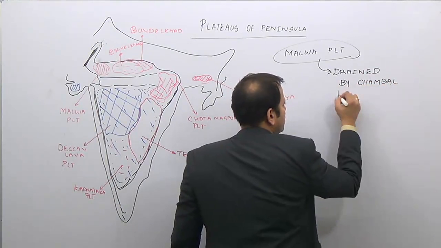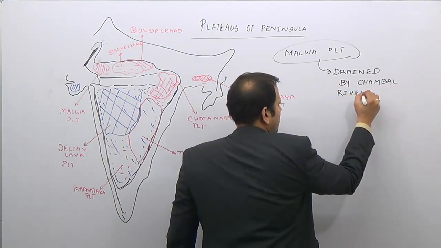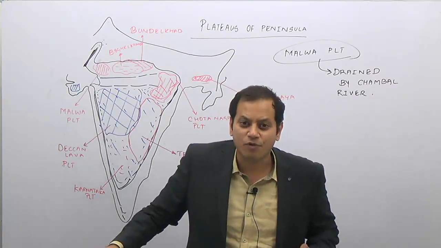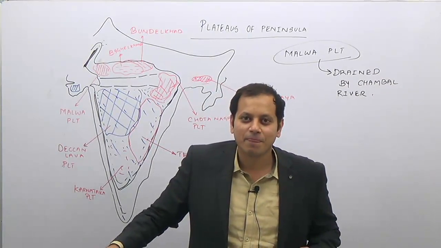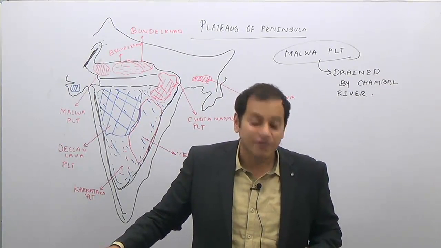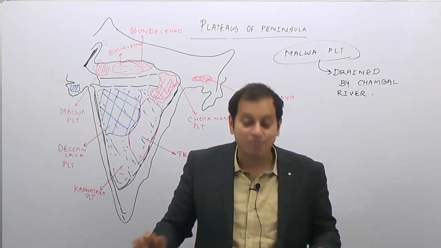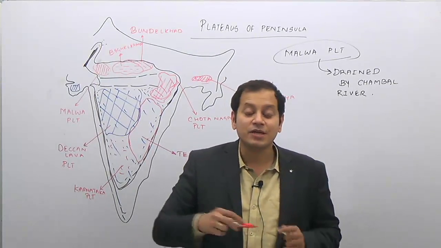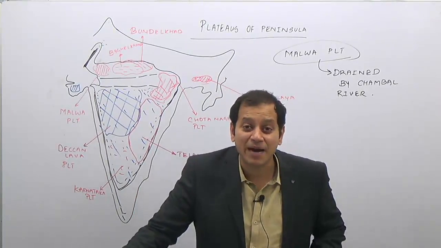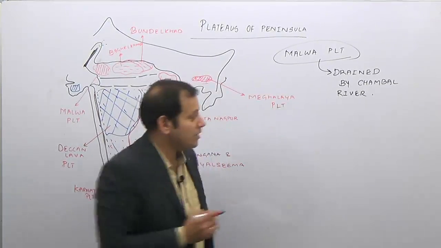It is drained by the Chambal River. If you remember, the Chambal River region is famous for what? If you remember the names of the famous dacoits associated with the Chambal Ghati region, this area is famous for a topography which is known as badland topography. Now, what is this badland topography?